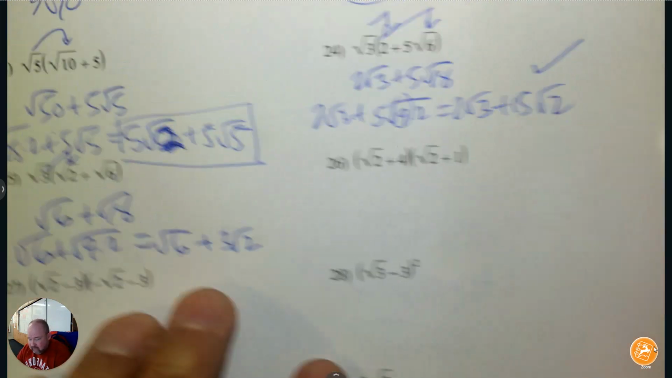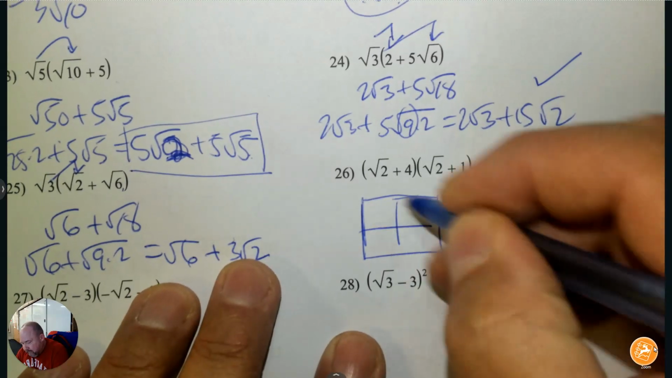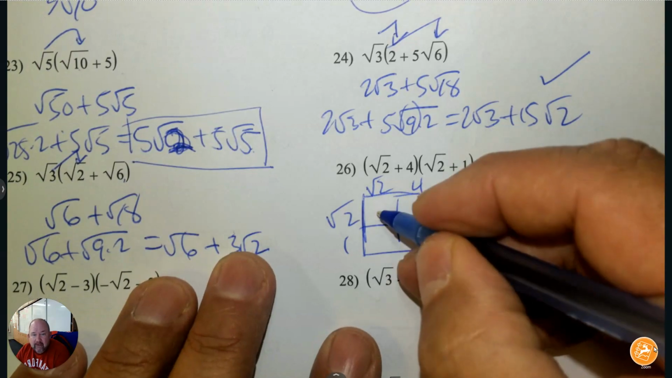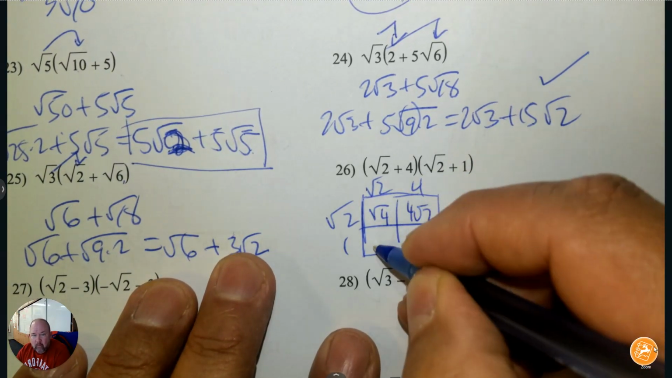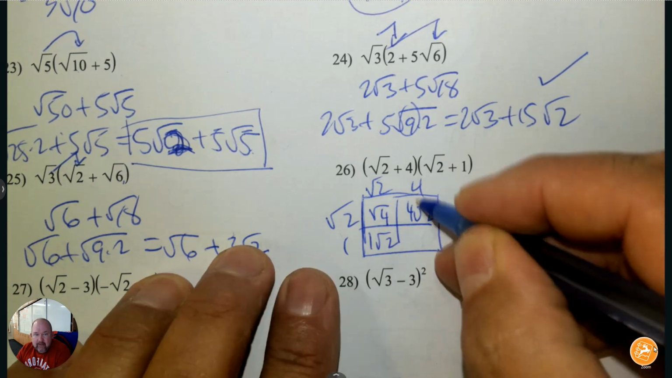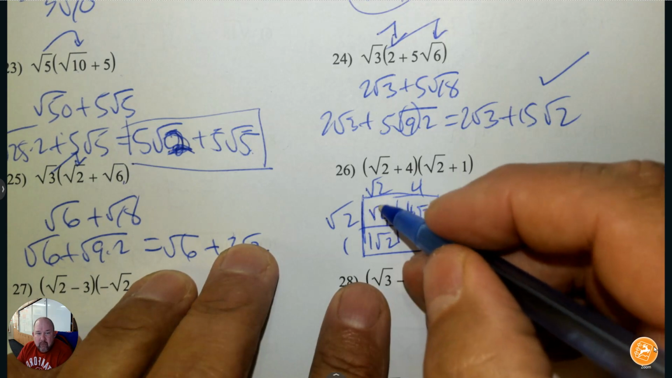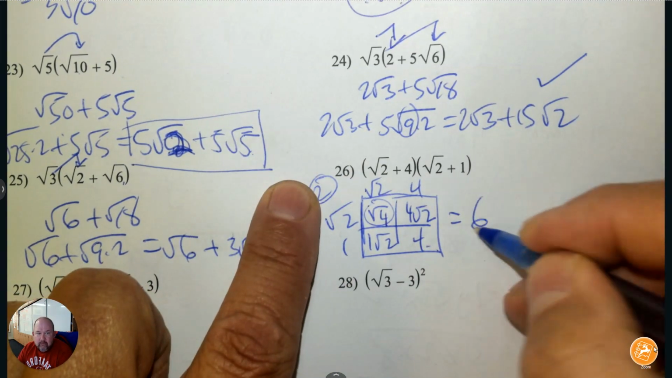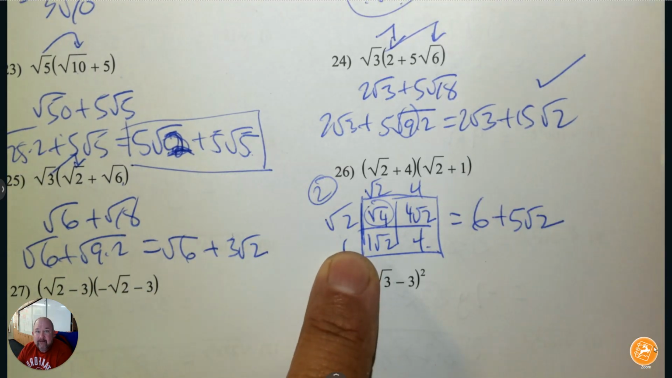This one, number 26, is a FOIL. So we're going to draw a box. That's root 2 and 4 and root 2 and 1. And we're going to multiply it out. So this is the square root of 4. This is 4 root 2, 1 root 2, and then 4. Now, the square root of 4 is really just 2. So it's 2 plus 4, which is 6, and 1 plus 4, which is 5 root 2. Done.